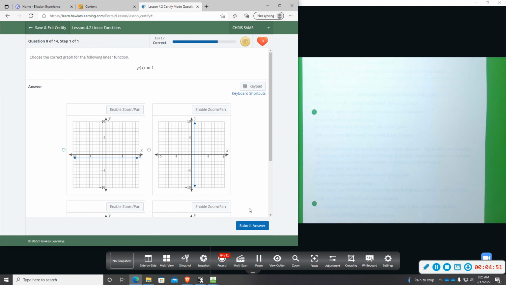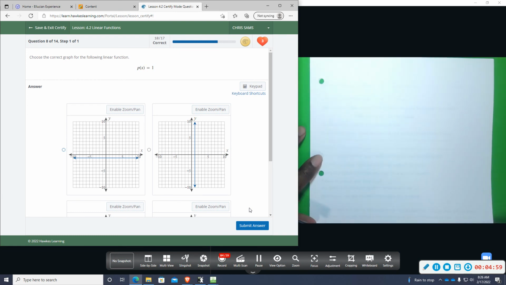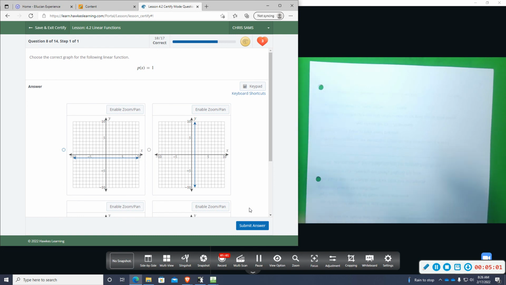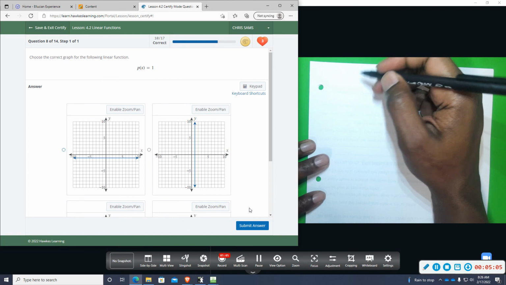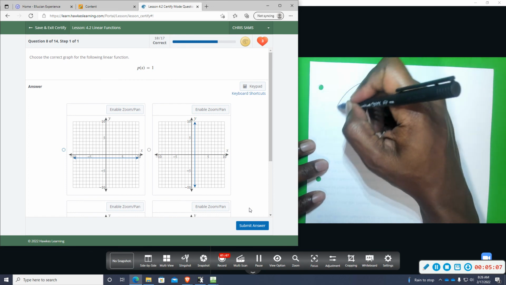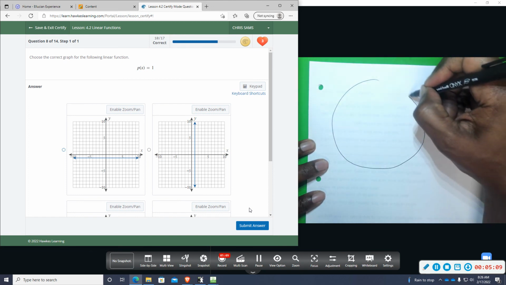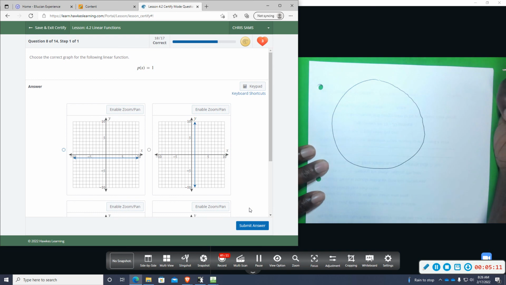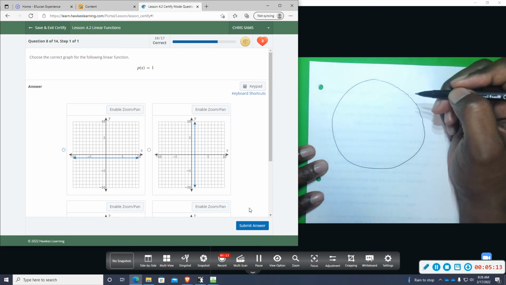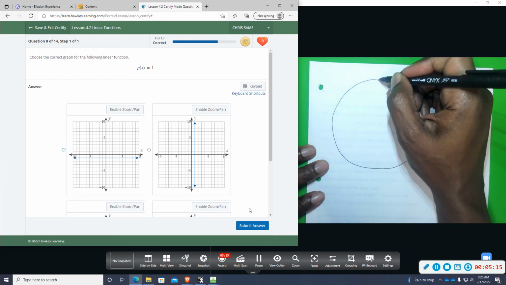Okay, number 8. We're going to choose the graph for the following function. Okay, so there's this thing that I was taught from another teacher about slope faces. So I'm going to show you all the different slopes of linear equations, a couple of different ways to draw them. I'm going to draw them the way he's mad, but you can change the eyebrows.